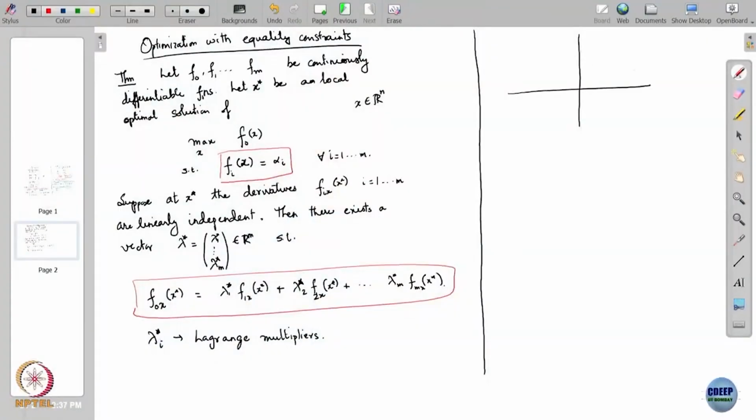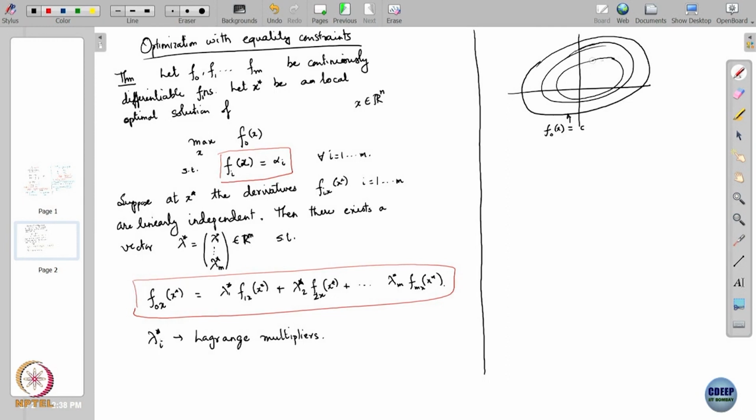Suppose these are the contours of f0. So, what does this mean? A contour like this is a locus of points where f0 is a constant. It is all points x such that f0 of x is equal to c, some constant c, and as I vary c, I will keep getting different contours.